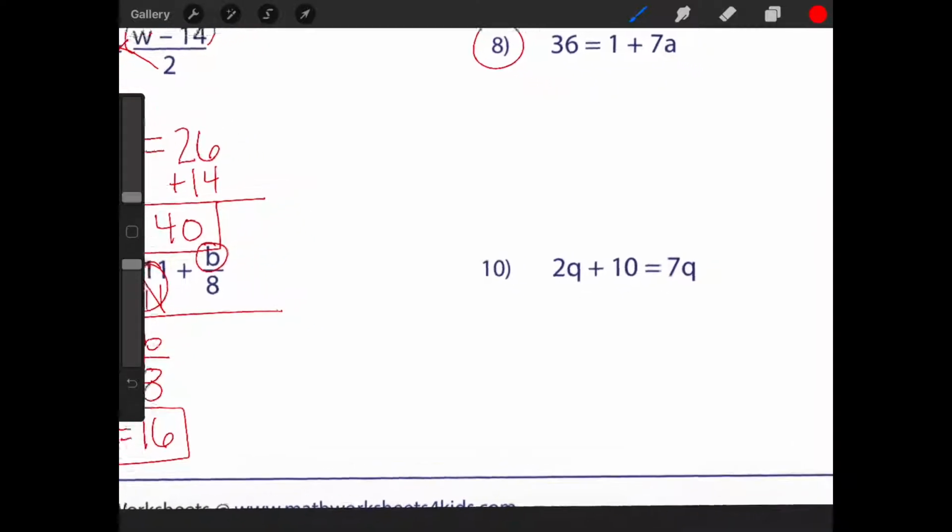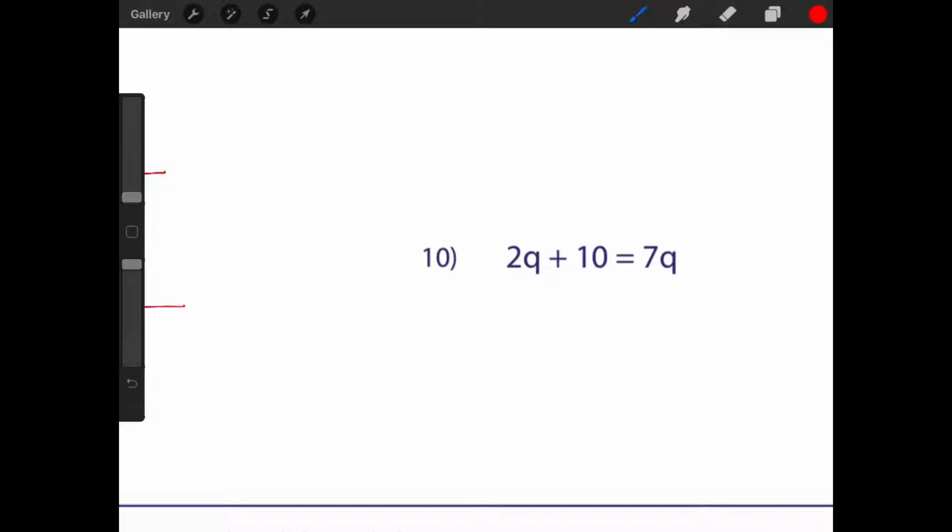So that's a pretty cool thing to understand. Now, number 10 is a unique situation because I have a q on both sides of the equation. And that's okay because just like adding 10 plus a number, I can actually do that with the terms, like the q's, like we did in our expressions video where we combine like terms.